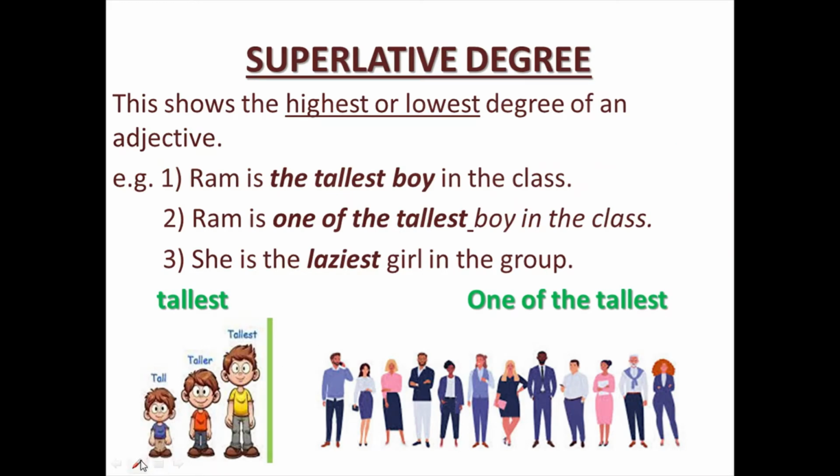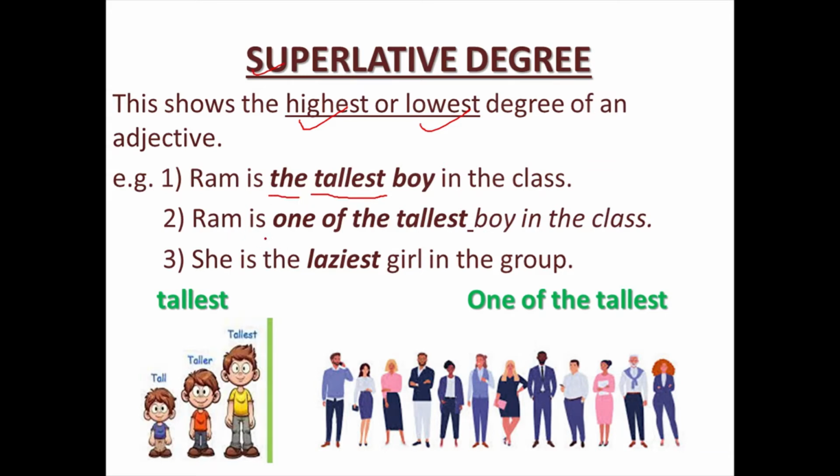Now we will see superlative degree. This shows the highest and lowest degree of an adjective. Look, Ram is the tallest boy in the class. The word "the" will always come with the superlative degree.